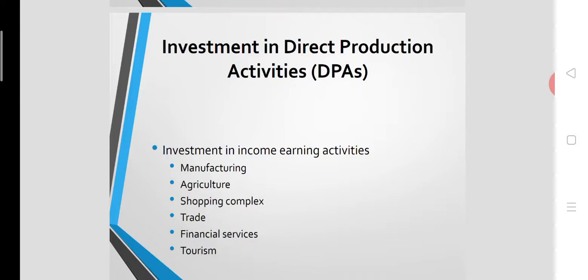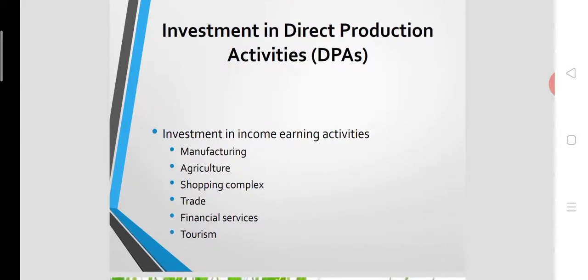And let's have a look at the direct production activity. That could be manufacturing, that could be agriculture. A construction of a shopping complex in a town is also investment in direct production activity. When a person starts a shop by the road, that is also investment in direct production activity.